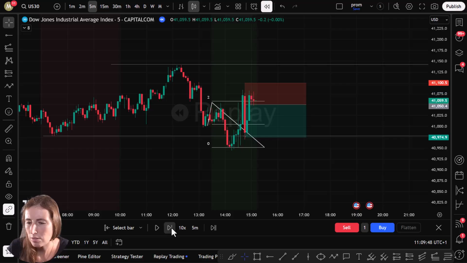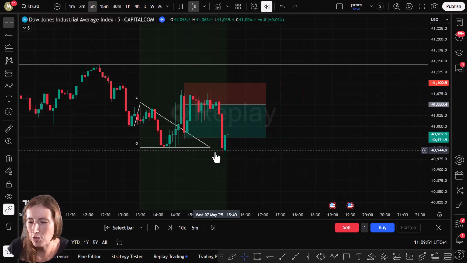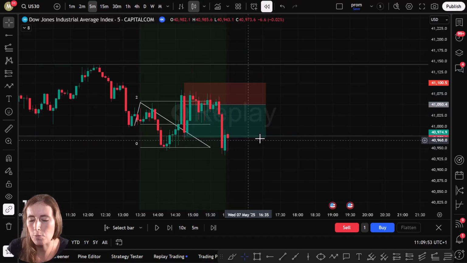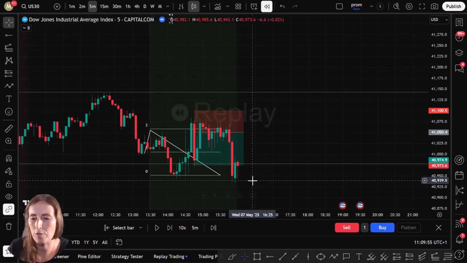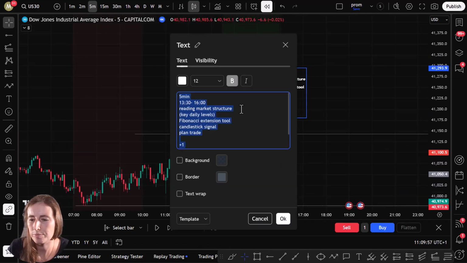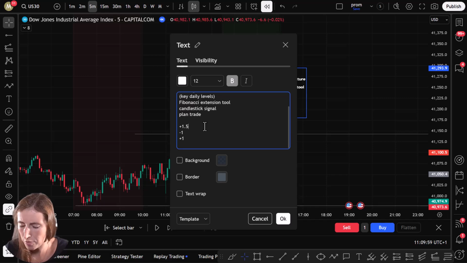Okay, and price has come down. Let's see what it does here. It seems very unsure. Yeah, if it didn't hit there with the spread, it would have hit there. So that's another 1.5R. I realize that should be 1.5.